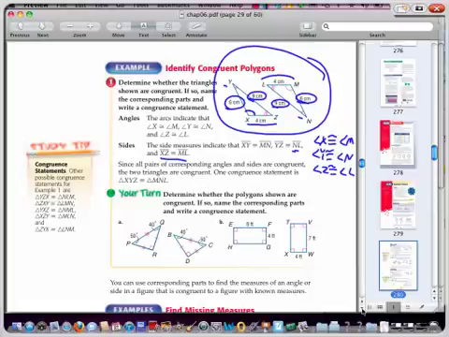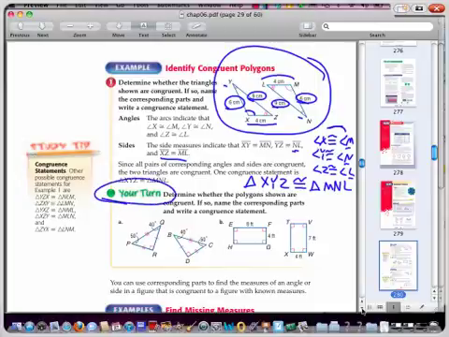And now we can write it, and we need to write it in such a way that these match up. So I've got to write it so that X and M are the same, Y and N are the same, and Z and L are the same. So I would write that as triangle XYZ is congruent, and I've got to do it in the same order, so triangle MNL. Okay? All right, this is your turn.